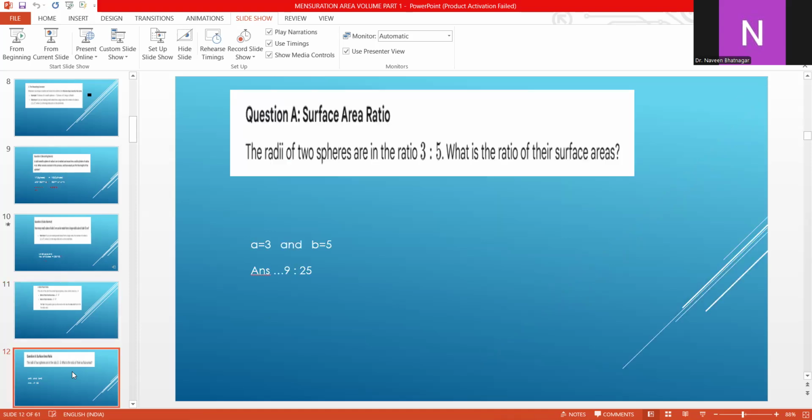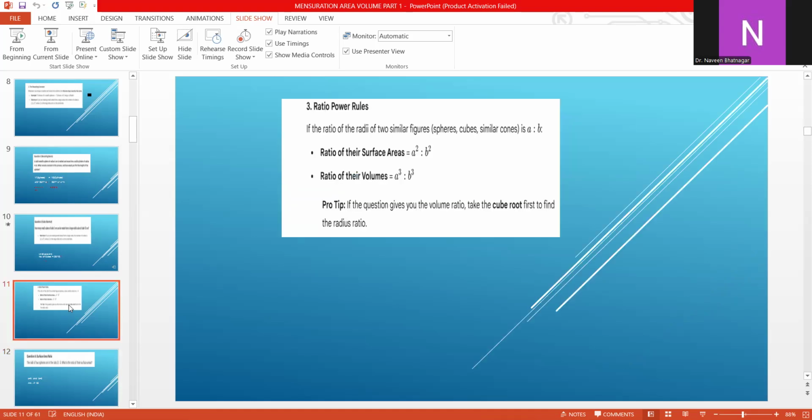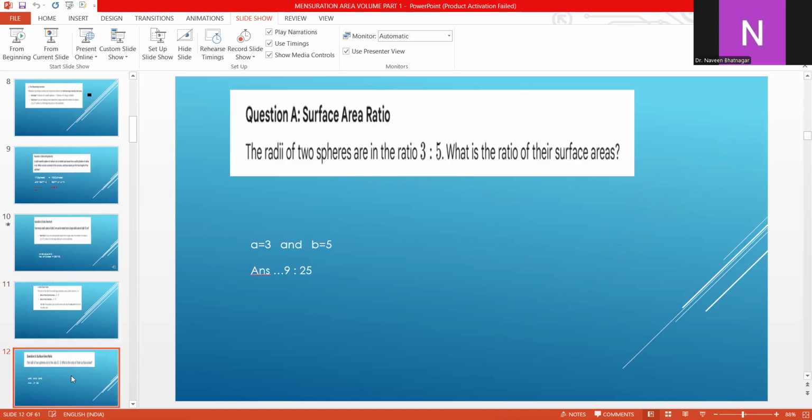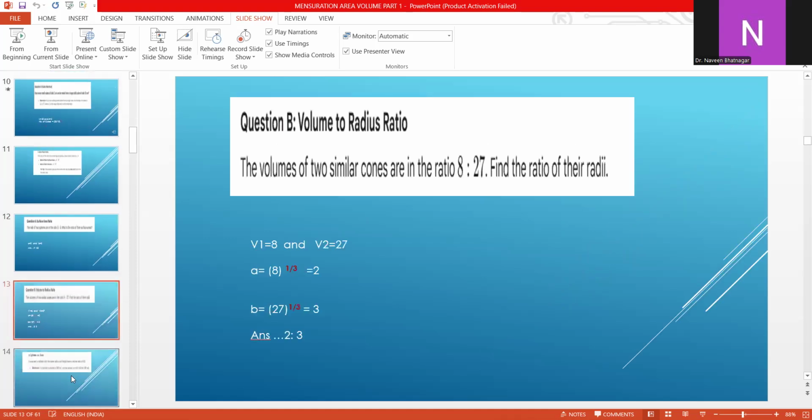The radii of two spheres are in the ratio 3 ratio 5. What is the ratio of the surface area? Here A is 3 and B equal to 5. Simply put in this formula, instead of A put 3 and instead of B put 5. We are getting 3 square as 9 and 5 square as 25. So the answer would be 9 ratio 25.